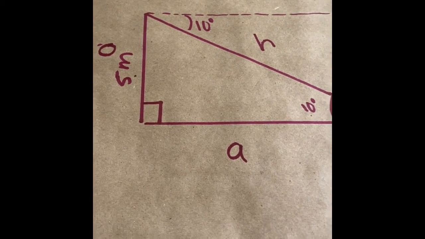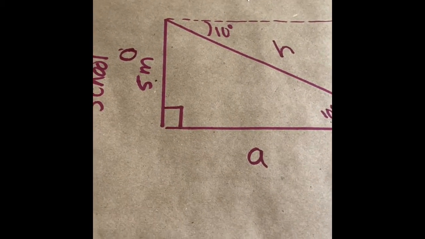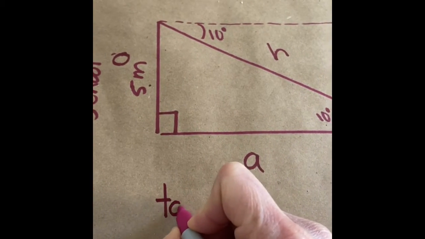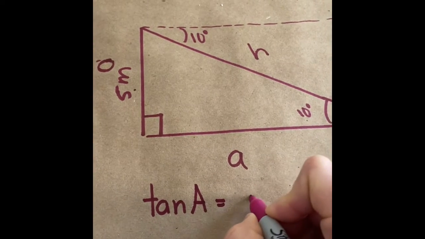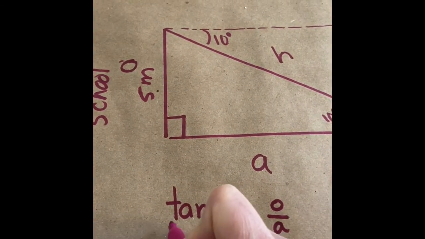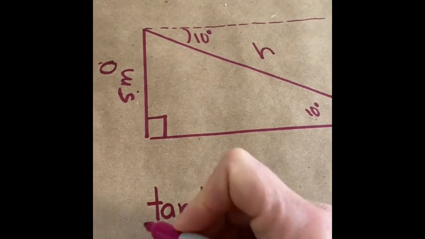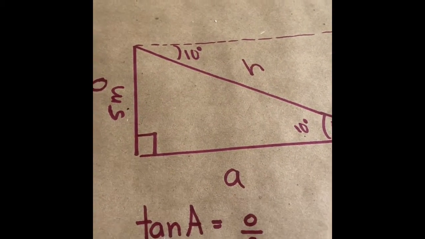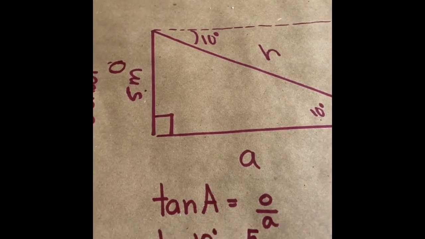It says, find how far the fire hydrant is away. So I'm going to use my fraction, the fraction we've used every single day so far in our videos. Tan of the reference angle is equal to O over A. Okay, so tan, my angle is 10 degrees. Put a little degree sign there. The O is 5, and the A, I don't know.